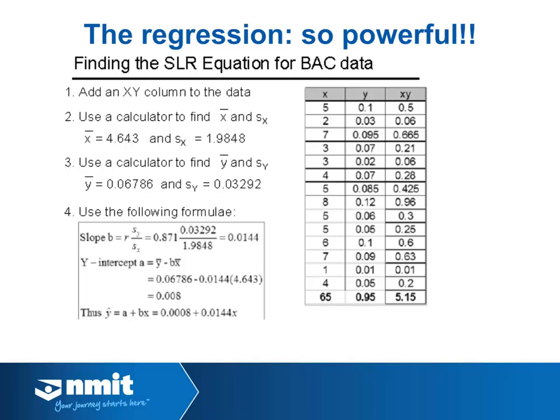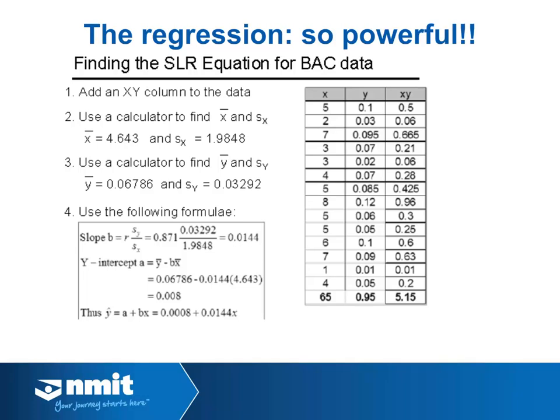So for every increase in beer, the blood alcohol content of the student increases by 0.0144. That is what is predicted by our model. Right, so the slope of the line dictates how much the y variable increases for every unit increase in the x-axis variable. So for every extra beer consumed in this case, the blood alcohol content goes up by about 0.0144.